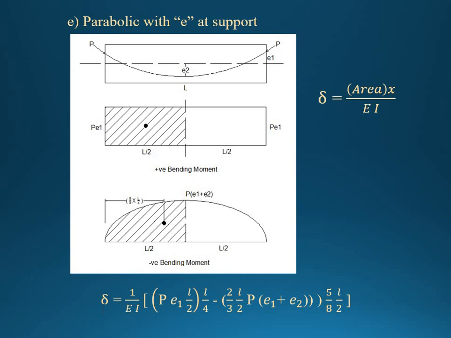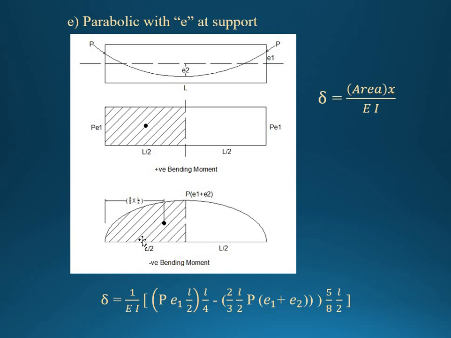So I have written the formula like this: delta equal to 1 by EI, I have kept it outside, into the area of the first one, that is the area of this rectangle, PE1 into L by 2, into length by 2. Generally the formula is length by 2. Here the length itself is L by 2, so it is L by 4. As this is a positive bending moment, no need to write any sign convention here.